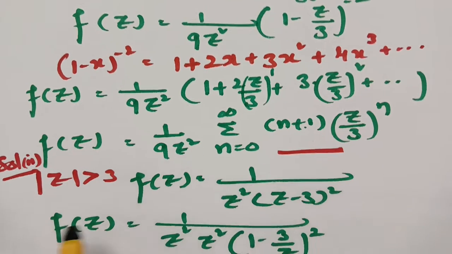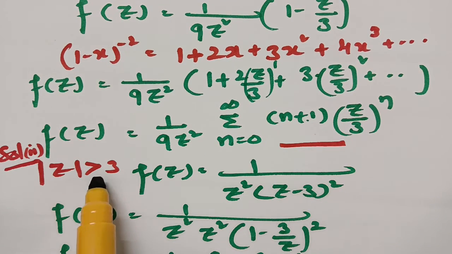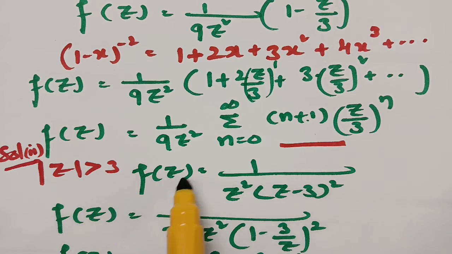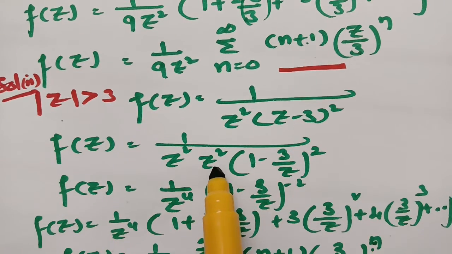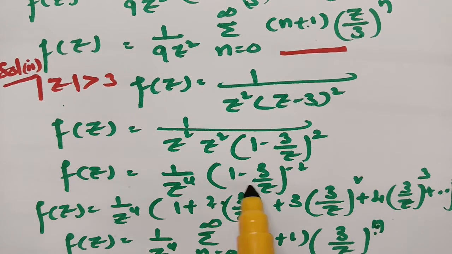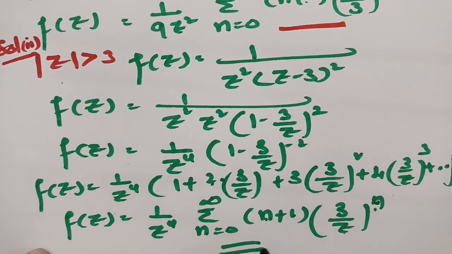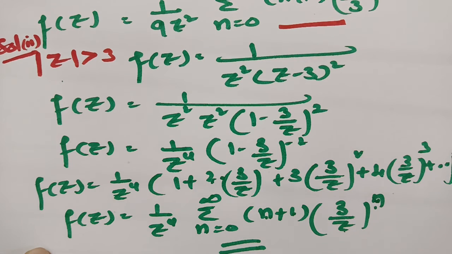After expanding I have written it like this. And for the second question, the region is mod z greater than 3, and f of z is again 1 by z square into z minus 3 square. Among z and 3, z is greater, so I have taken z common, and this is 1 by z power 4. If I send it to the numerator, this is 1 minus 3 by z power minus 2. And after expanding, this is the final expansion according to the Laurent series.